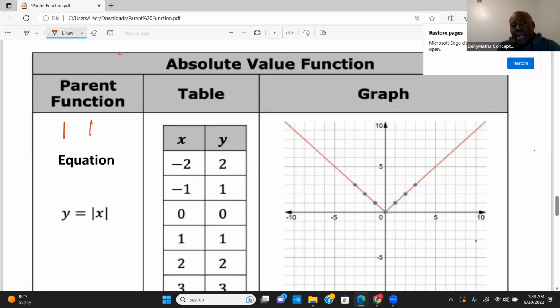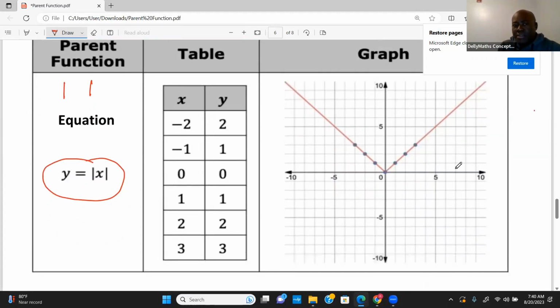Some may use the term modulus, right? So the absolute value of x, the equation says y is equal to the absolute value of x. And the absolute value really means the distance from zero. So a distance is always positive. So an absolute value will always be a positive value. For example, the absolute value of -2 is +2. The absolute value of -1 is +1. And you'll see the absolute value of any number is always positive.